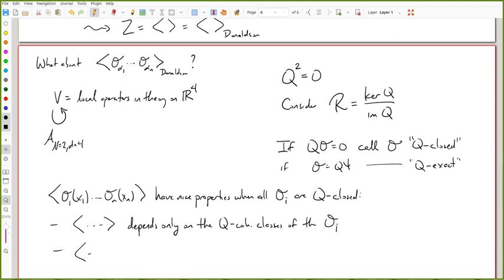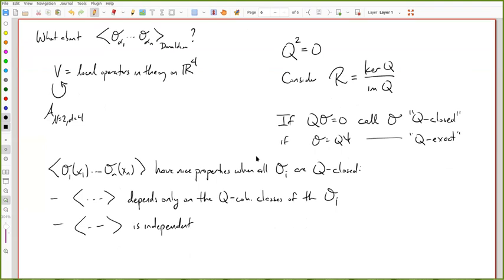Second of all, it's independent of the insertion points. So that's very different from what usually happens for correlation functions in quantum field theory. Usually the correlation function is some complicated function of the insertion points. And particularly, it very often has a singularity when the insertion points come together.